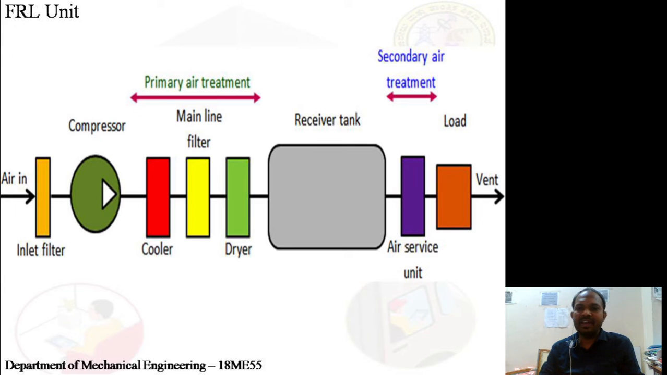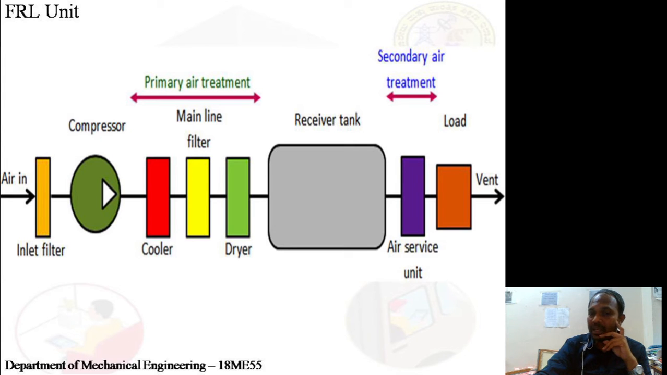Basically we treat the air in two stages: the primary air treatment, and then the secondary air treatment. Now if you check this line diagram, we are taking the air from the atmosphere, and the air is drawn into the compressor. This is the symbolic representation of the compressor, which takes the air in towards the right through the inlet filter. Then there will be a cooler, then a mainline filter, then a dryer. This is an air dryer. Then there will be a receiver tank, and then the air service unit, that is the secondary air treatment.